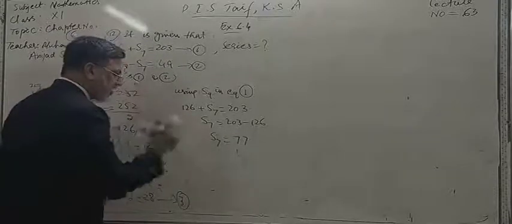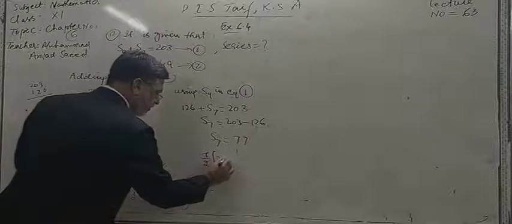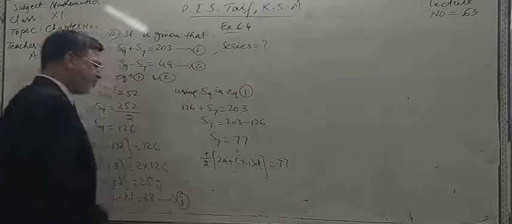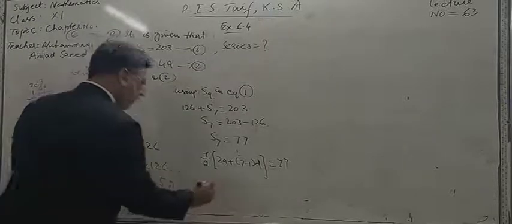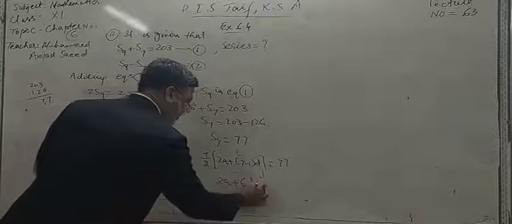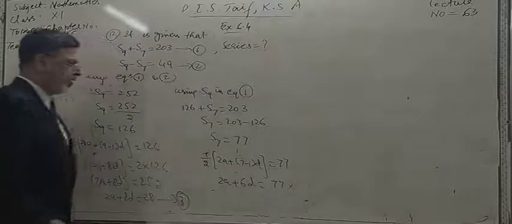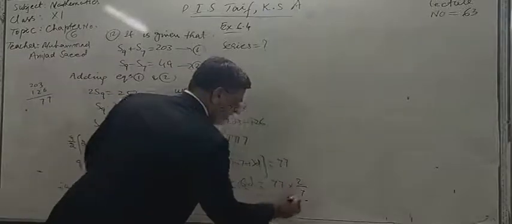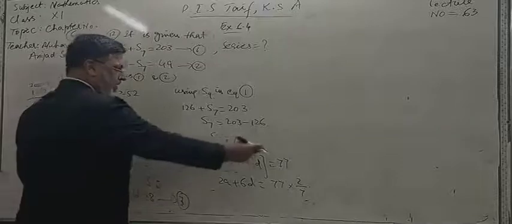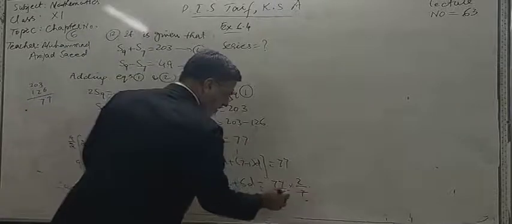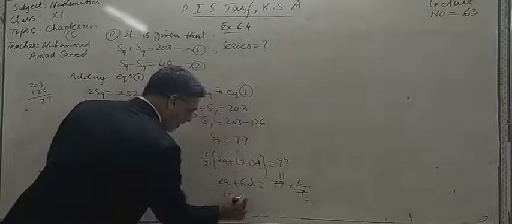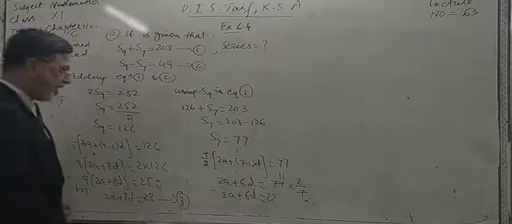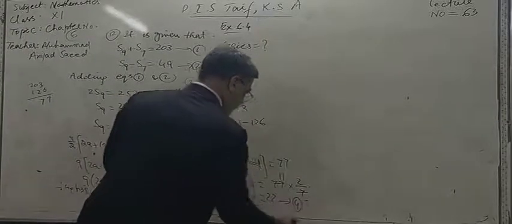But what about S7? 7 over 2 into 2a plus 7 minus 1 into d, it is equal to 77. You have 2a plus 6d is equal to 77, and take this 7 over 2 to the other side, it will become 2 over 7. 2 will come up and 7 to the denominator, that will be 11. So 2a plus 6d is equal to 22. Here is equation number 4.